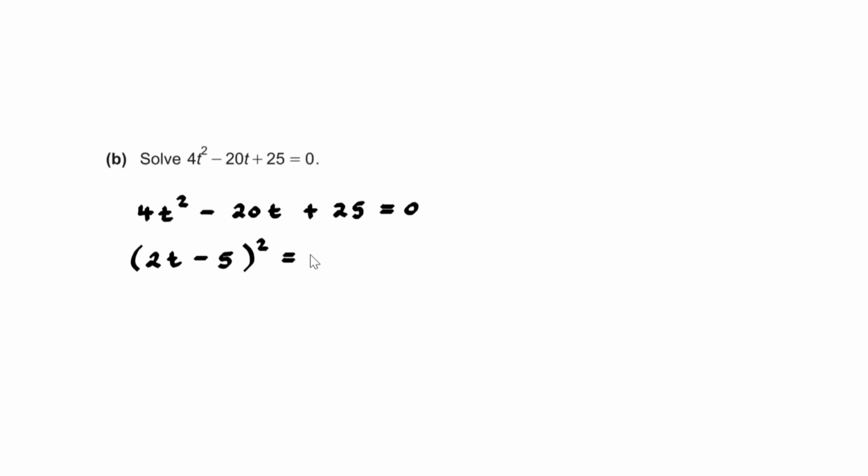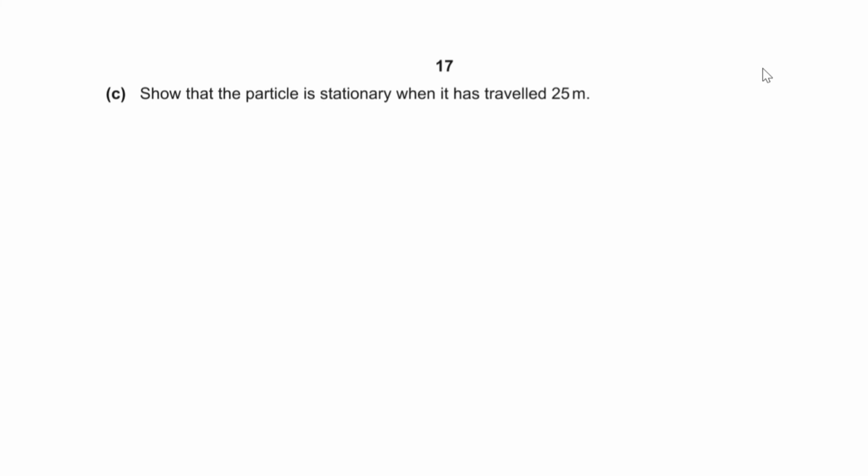So we set this equal to 0 because it's an equation, and if I solve for t, I only get one value of t. I only get t equals 5 over 2. This is my only solution. And then for part C, we have to show that the particle is stationary when it's travelled 25 meters.